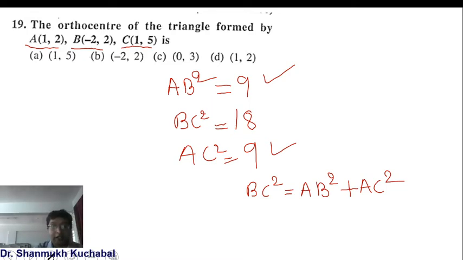So the orthocenter is the first point here, A, (1, 2). This will be the orthocenter. So clearly option D is the right answer. Option D is the right answer. Like this we have to calculate.